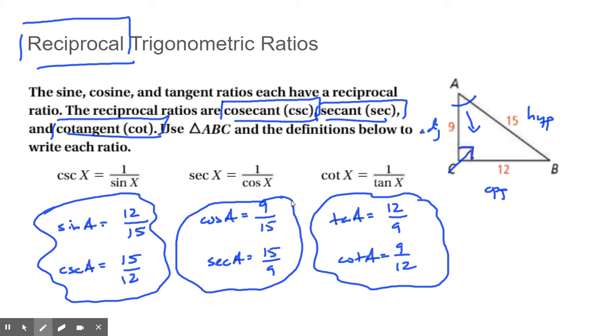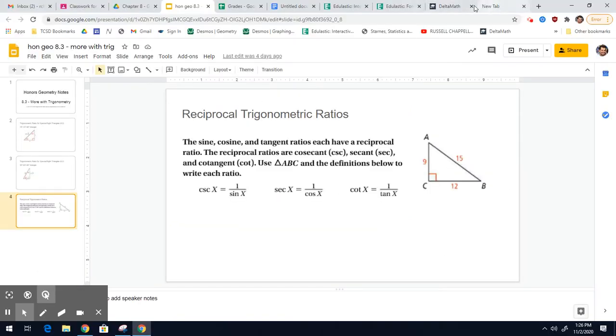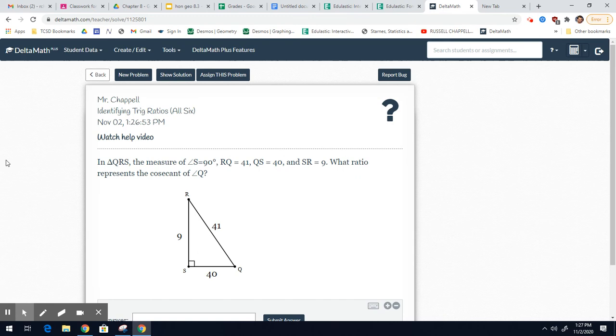So in Delta Math, there is a 6 trig ratio assignment. So I'm going to do one or two of them involving these guys. All right, so here it is. It says in triangle QRS, the measure of angle S is 90, RQ is 41, QS is 40, SR is 9. What ratio represents the cosecant of Q?